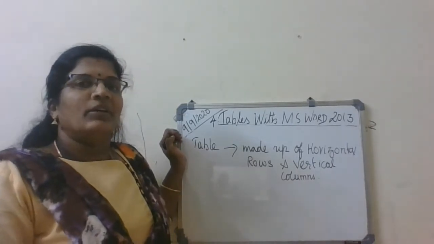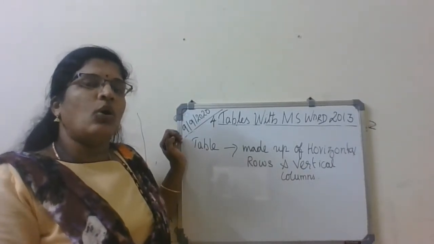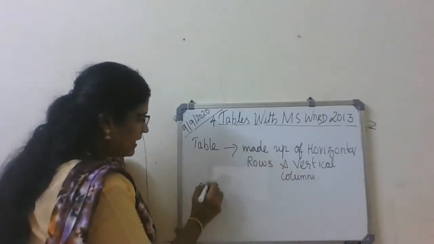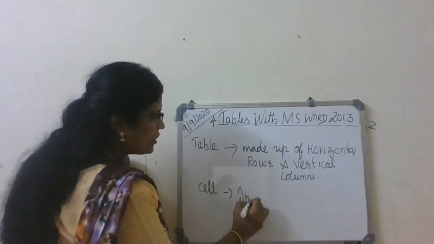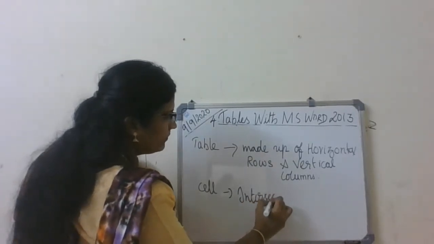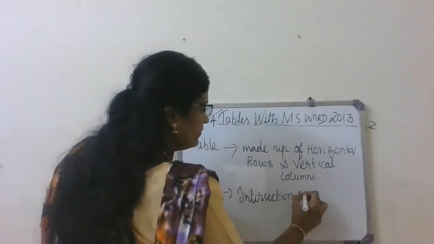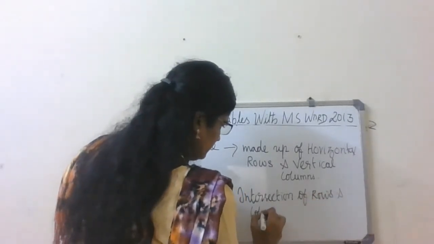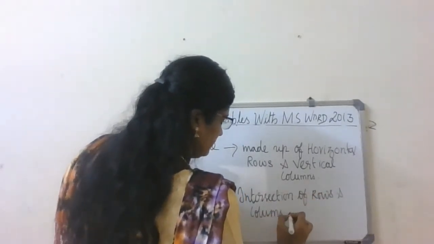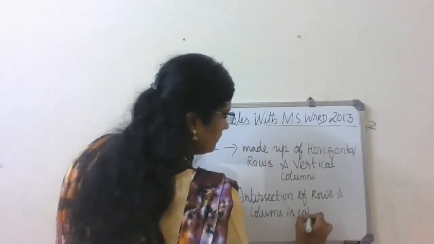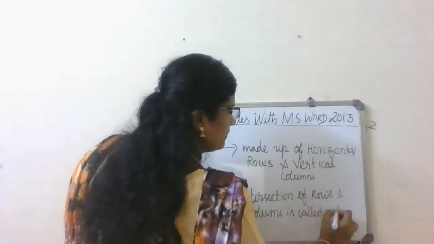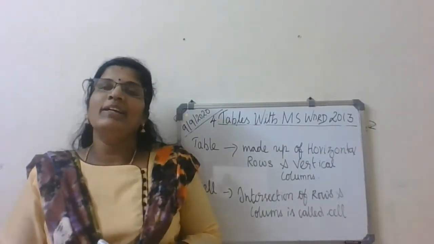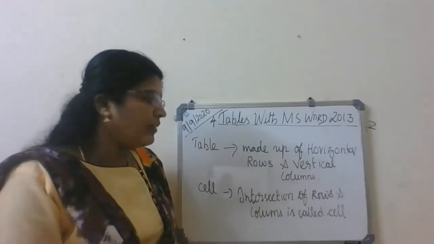Okay. Then the intersection of a row and column is called a cell. So what is meant by a cell? The intersection of rows and columns is called a cell. Is it clear for everyone?